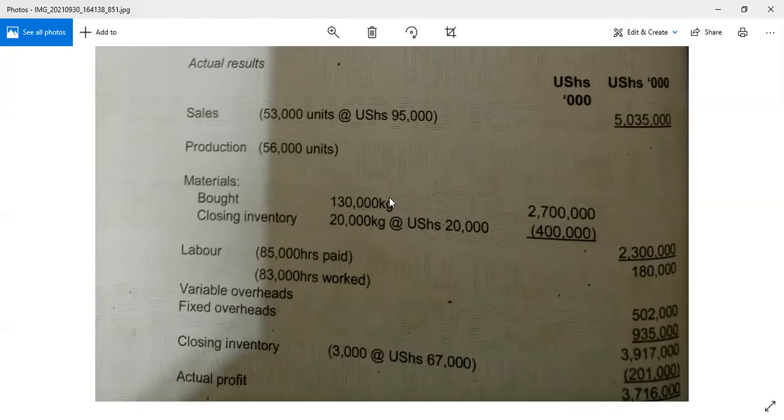So 110 kgs is what we used compared to the 56,000 times the 2 units that is on our standard costing statement. So we're able to determine what? Our material usage variance in kgs. Okay, we're able to determine our material usage variance in kgs. So that is very important that you understand that.